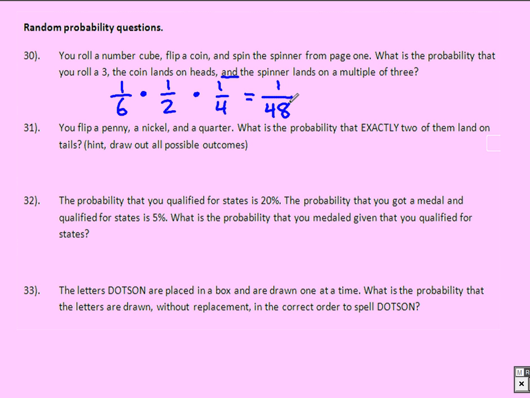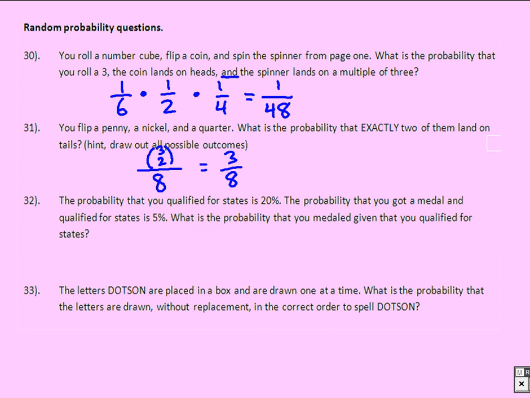The next one, you're flipping a penny, a nickel, and a quarter. What's the probability that exactly 2 of them land on tails? Well, each one of these has two outcomes, so 2 times 2 times 2 gives you 8 total outcomes. We want exactly 2 of them to land on tails. So that means of the 3 coins, 2 of them should land on tails. That would be your answer, and that's fine just like that. If you want to simplify it out, it would be 3 over 8.